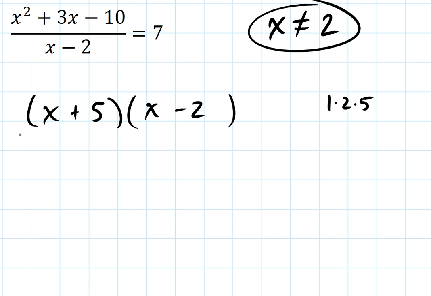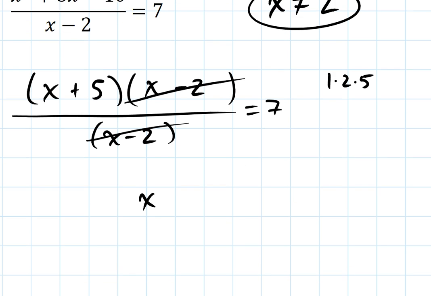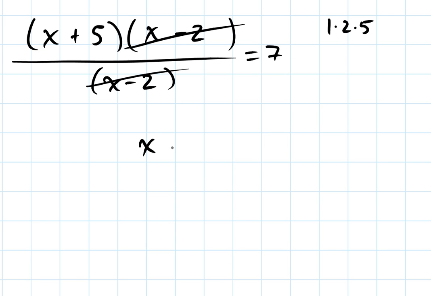And that's all over x minus 2, which is fabulous because I do have a common factor of x minus 2 that I can eliminate. So this becomes much more simple to look at, right? You can see all of a sudden now I'm just going to write it as x plus 5 is equal to 7. Super easy, right? x is going to equal just plain old 2.